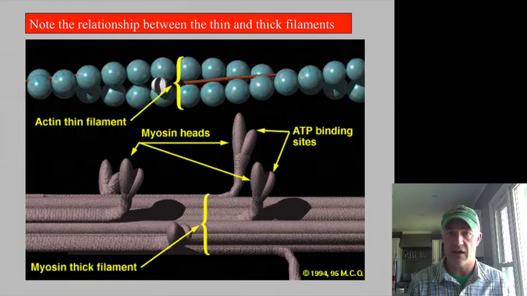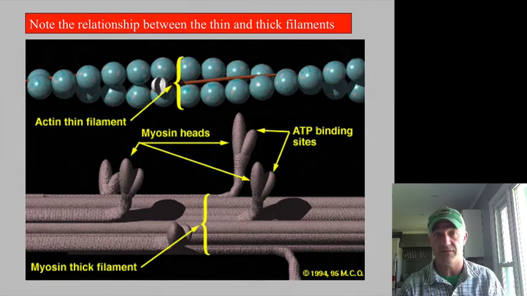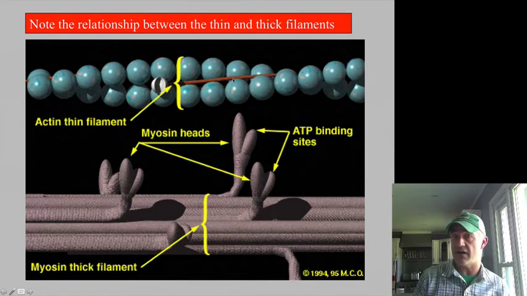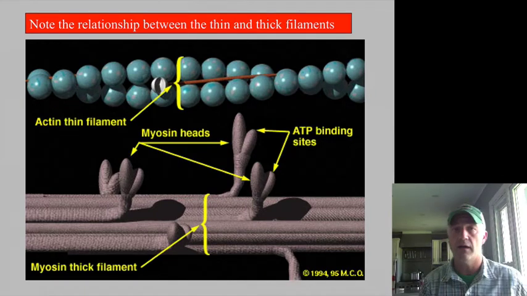And you can kind of see how these would be in proximity to one another. You have this actin filament right next to this myosin filament, these thick and thin filaments interacting with one another. And like I said, when the tropomyosin can get moved out of the way, the actin and myosin can interact, and that's when we can have muscle contraction.